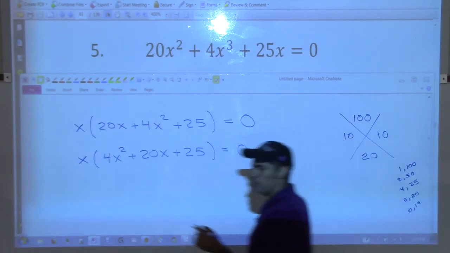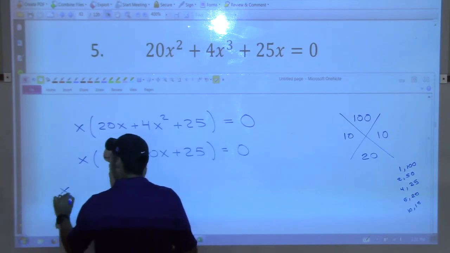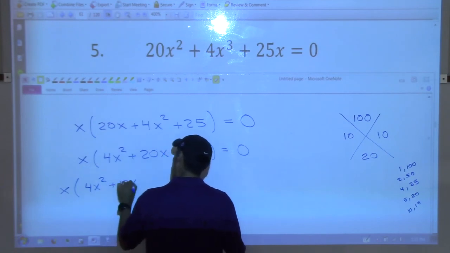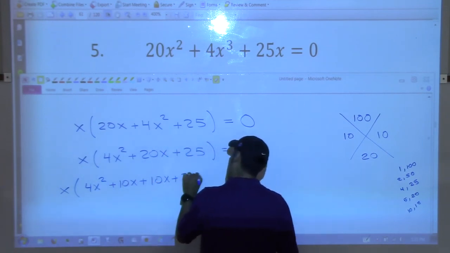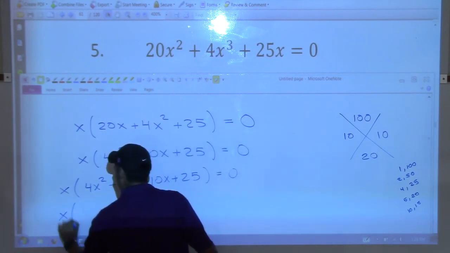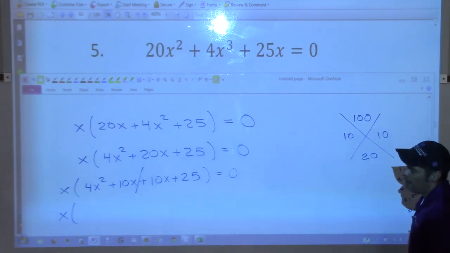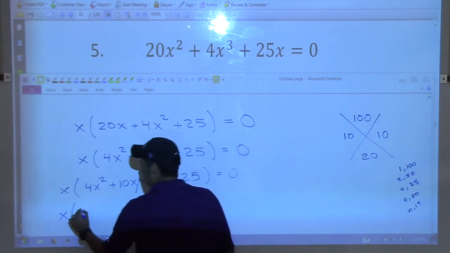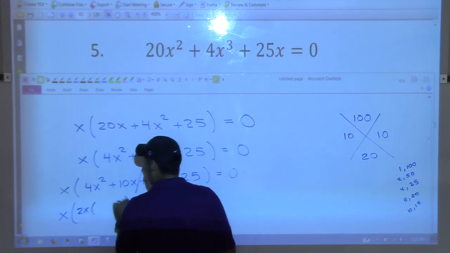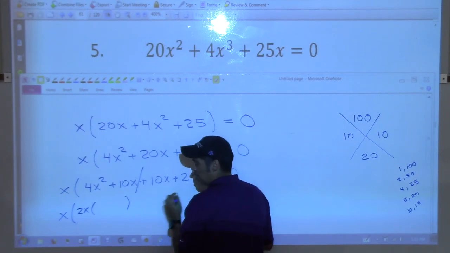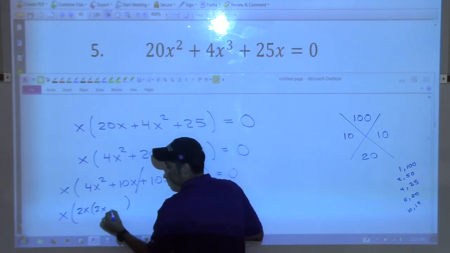So now I'm going to go in. Are you okay, Marcus? Okay. So x parentheses 4x squared plus 10x plus 25. There you go. Group it. What do you want out of that first 2 there? That's going to be x parentheses 2x. Take a 2x out. So you can pull a 2 out of a 4 and pull a 2 out of a 10, and you can pull an x out of both of those. So 2x, and then what's here? Plus 5.